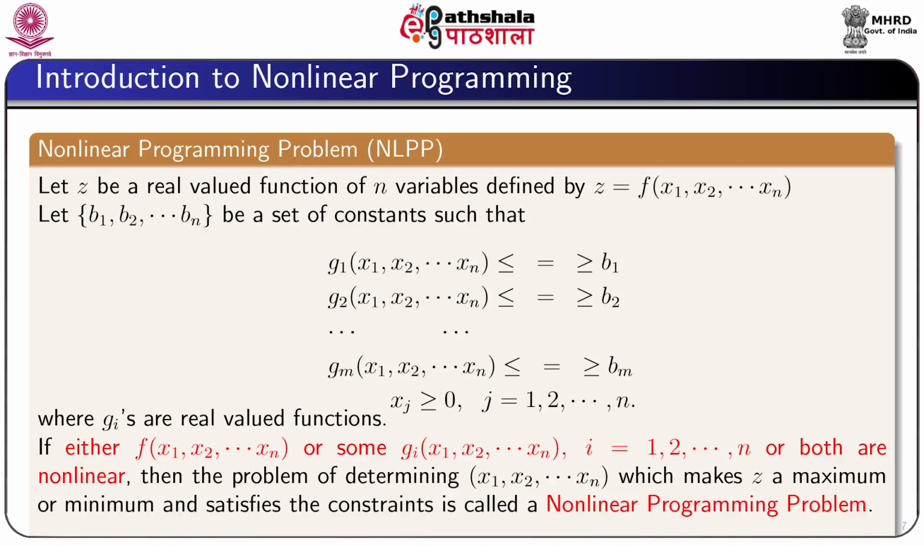Now, if either f or some gi's or both are nonlinear, then the problem of determining x1, x2, ..., xn, that is the decision variables, which makes Z a maximum or minimum and satisfies the constraints is called a nonlinear programming problem or NLPP.